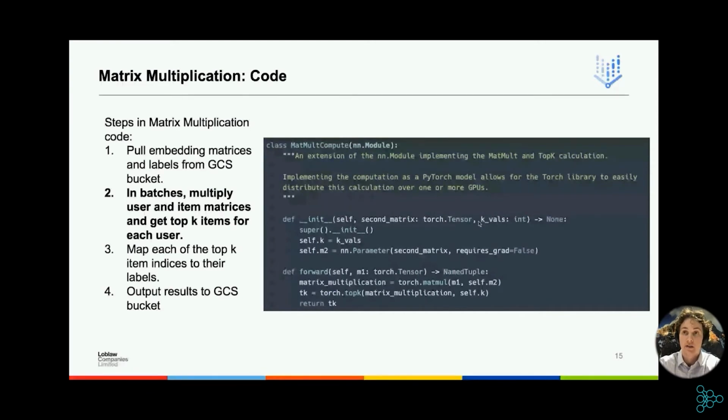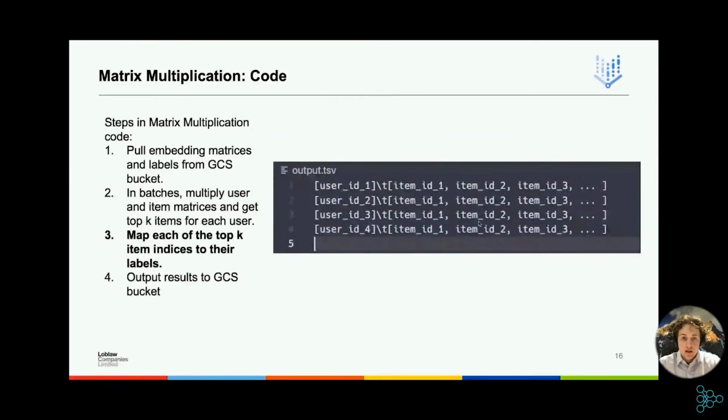What we're doing here is outputting this data in batches so that we're not computing a matrix that's 10 million rows by 200,000 columns and taking up all of our memory. Next, we map each of the top K item indices to labels. As you can see, this is what a sample output may look like. We have the user IDs with a tab in between, and then a sorted list of all the items, using their article IDs to identify each of them. We're going to have many files that look like that sent to GCS.